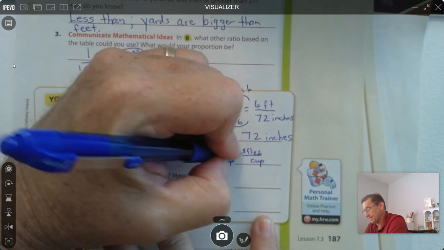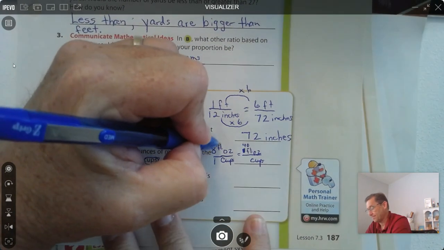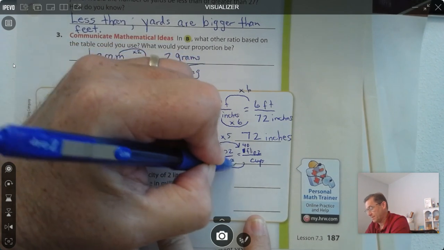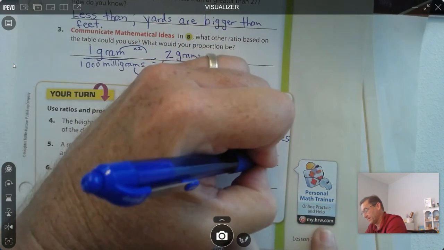So 8 times what is 40? Times 5. So multiply 1 cup by 5, and we get 5 cups.